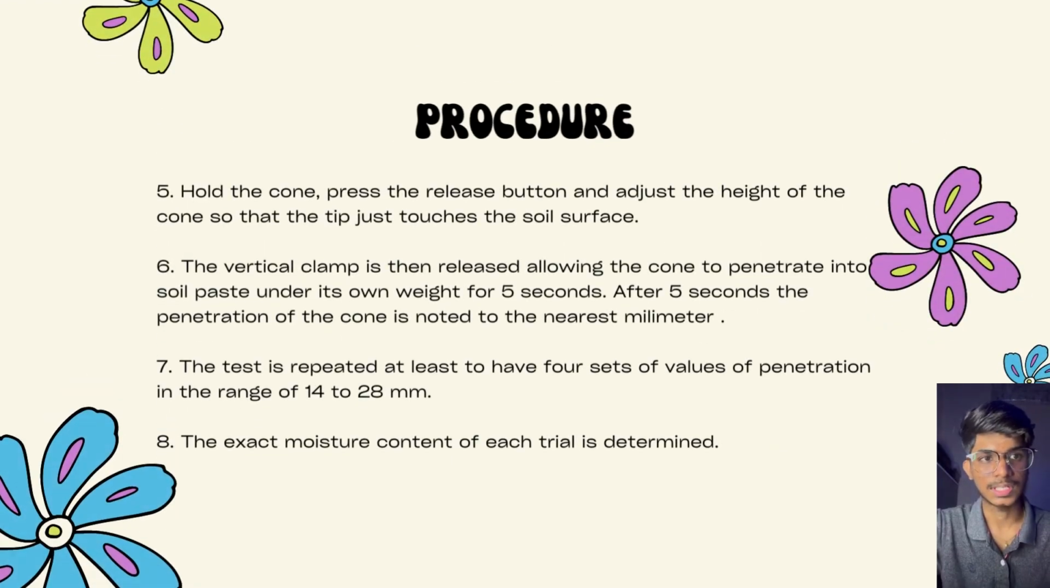Okay, now fifthly, we should hold the cone, press the release button, and adjust the height of the cone so that the tip of it just touches the soil surface. The vertical clamp is then released, allowing the cone to penetrate into the soil paste under its own weight for 5 seconds. After 5 seconds, the penetration of the cone is noted to the nearest millimeter.